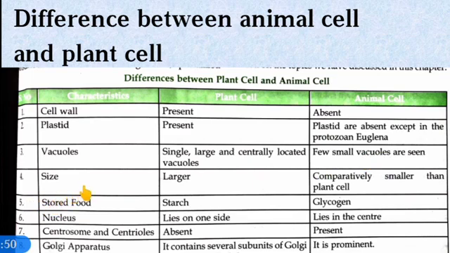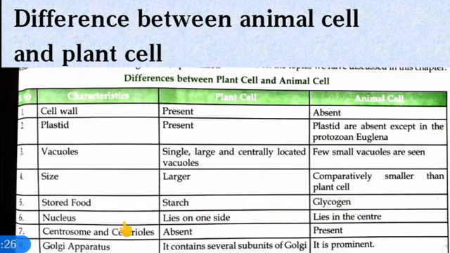Then, coming to the size, the plant cell is larger, whereas the animal cell is comparatively smaller than the plant cell. The stored food of the plant cell is starch, whereas in the animal cell it is glycogen.